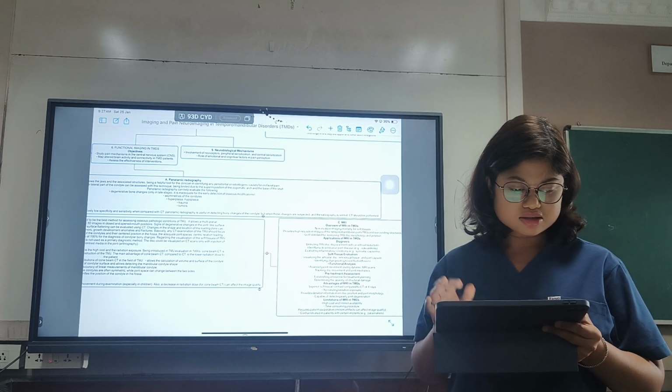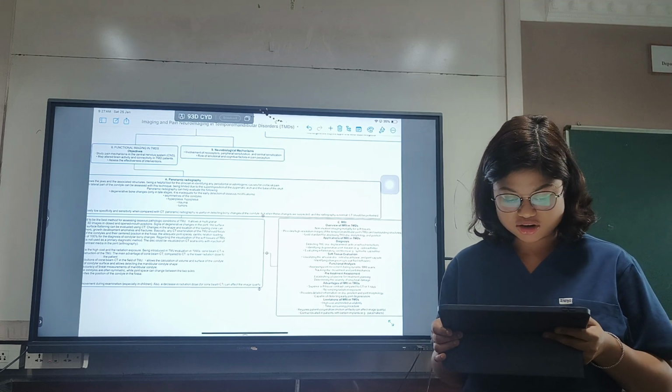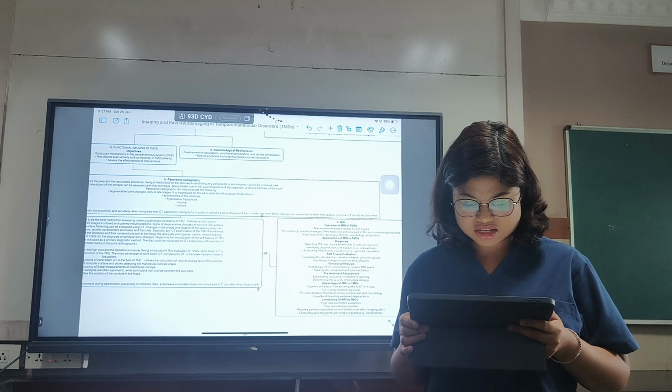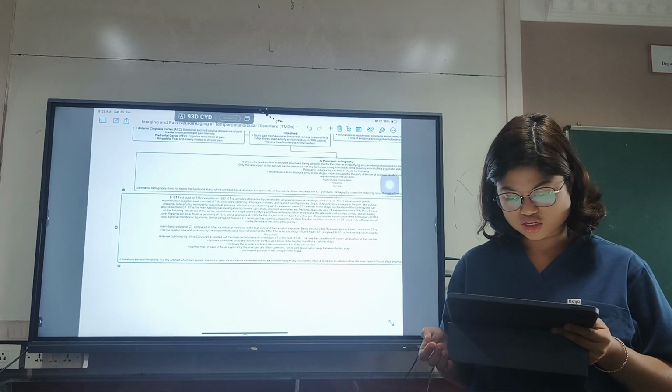Coming to the second, the CT, it was first used for evaluation in TMJ disorders in 1980. CT is considered to be the best method for assessing osseous pathologic conditions.